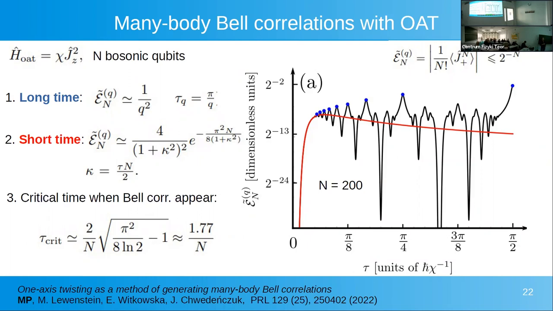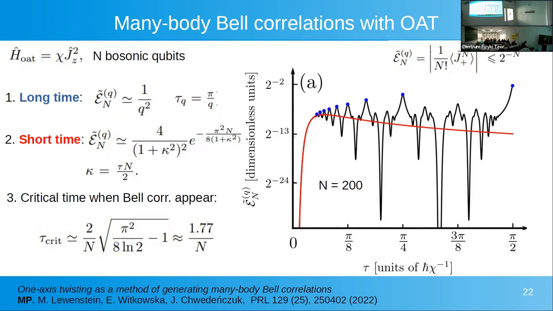We have also obtained short-time behavior at the very beginning of the dynamics. And this short-time behavior allows us to estimate the critical time at which the Bell correlation appears in the system. So we see that for a given number of particles, the larger the number of particles, the faster Bell correlations are created.